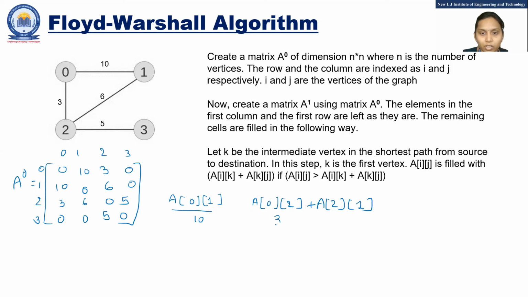Fine or not? Here 3 plus 6, so this is 9. So this is smaller than this, so this should be reflected. Yes or no? For that, I'm making A1. A1 means one intermediate node we are considering. Okay.